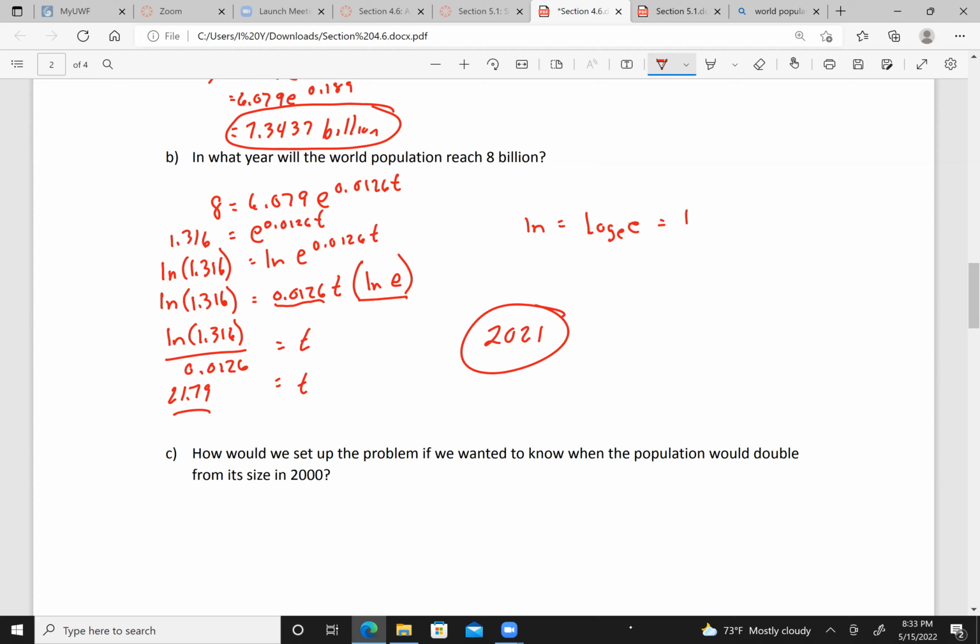Okay, how would we set up this problem if we wanted to know when the population would double from the size in 2000? Well, what's the population in 2000? Was it 6.079 times 2, which is 12.158. So we just simply set it up as 6.079 e to 0.0126 t equals 12.158.